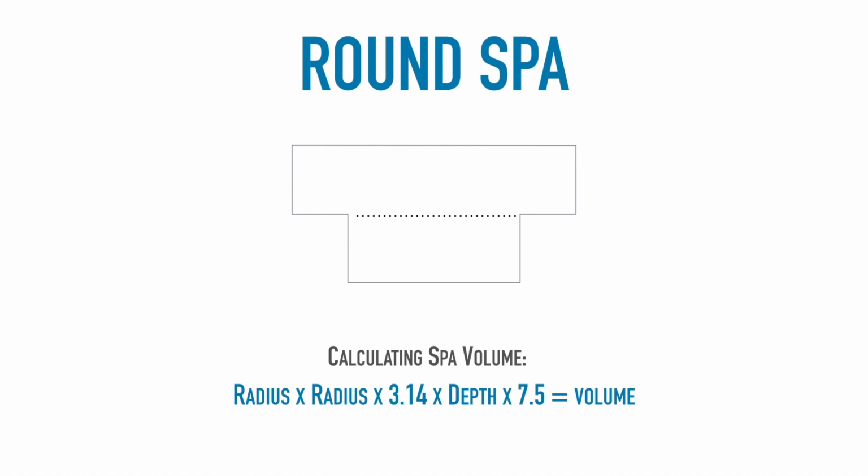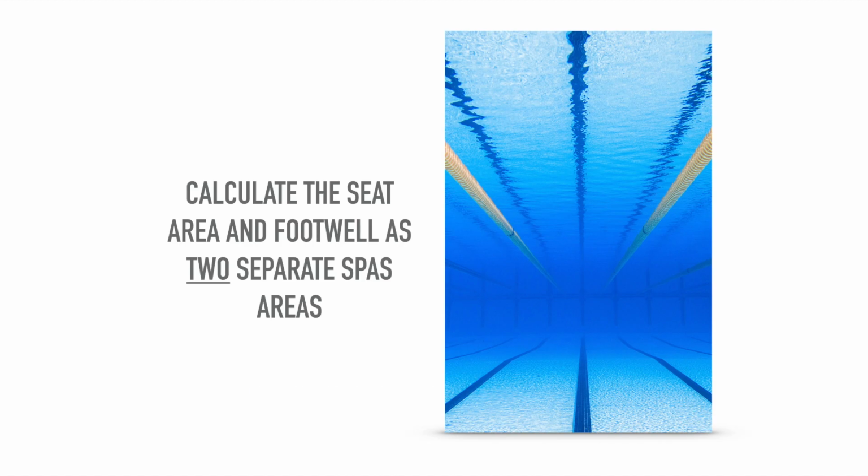So another thing to consider with our spas is, as you can see on the slide here, we have a very funky shape compared to our swimming pools. Notice how we have a seating area where the trunk of the body goes, and then we've got a footwell area where our feet dangle down. And as we can see, those have two very different diameters to them. Now, there are ways to calculate this all together, but I highly recommend that you make things easy for yourself. Work smarter, not harder in this situation. And I recommend that you calculate the seating area and the footwell as two separate spa areas.